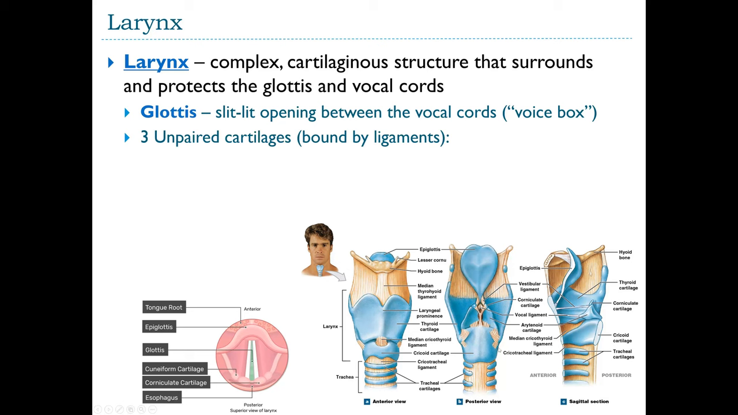So the larynx itself has three unpaired cartilages that are bound together by ligaments. The first one of these is the thyroid cartilage, which is the largest laryngeal cartilage, and it actually protrudes out in the front of the throat. So it's what you see when you see someone's Adam's apple. You can also feel the bump at the front of your throat. It can also be called the laryngeal prominence.